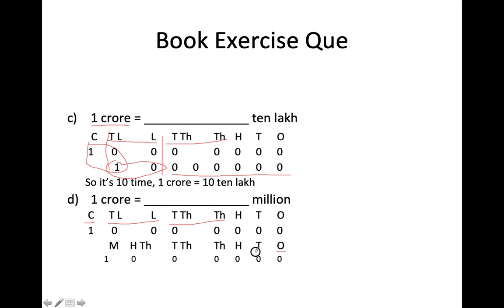So ones, tens, hundreds, this is our thousand and 10,000. So this is our 10,000. Now in international system after 10,000 it becomes 100,000. So it's our 100,000. Now it's 1 million. So if we compare 1 million to 1 crore, it's again 10 times smaller. So answer will be our 10.